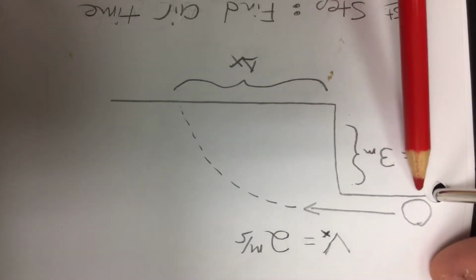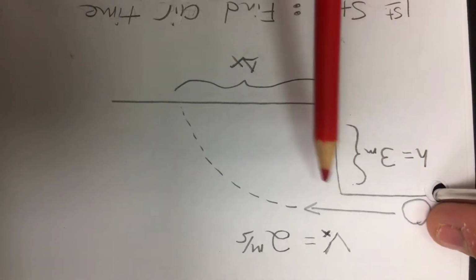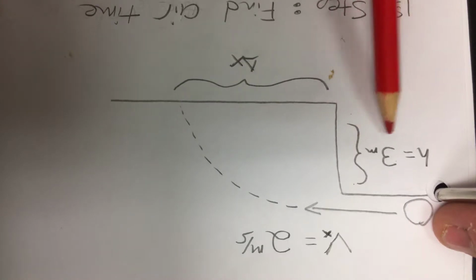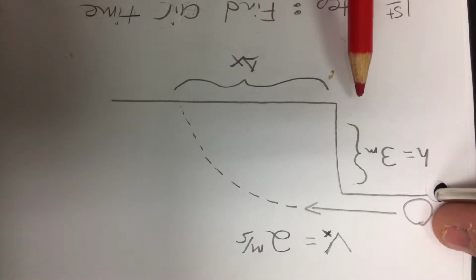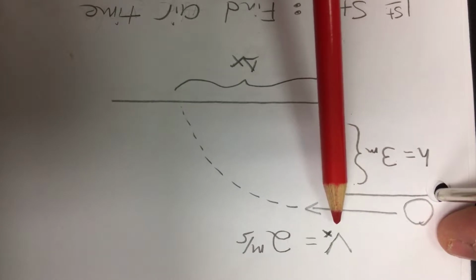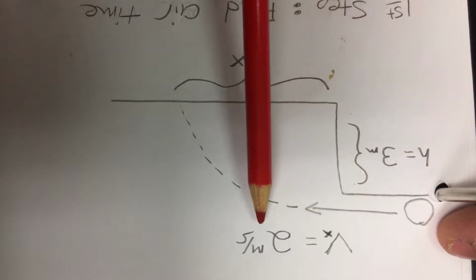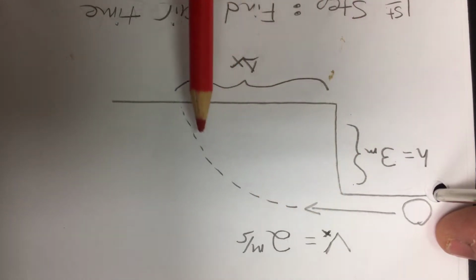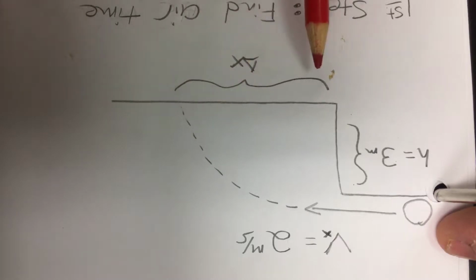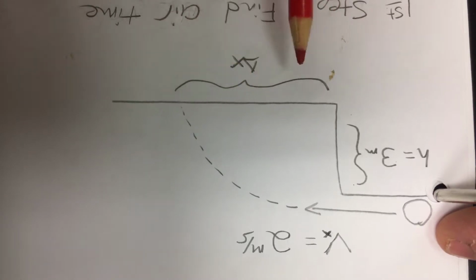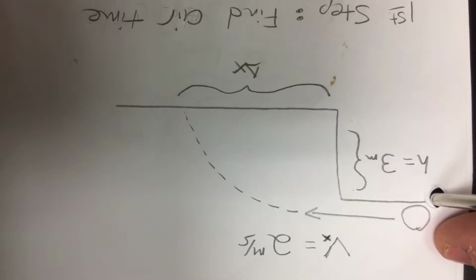We have a ball rolling horizontally over a table or a tall shelf. It's 3 meters high off the ground. It's rolling with a horizontal velocity of 2 meters per second. It's going to be arcing down in this parabolic path, and we want to find out what the range is. The range will be delta x.